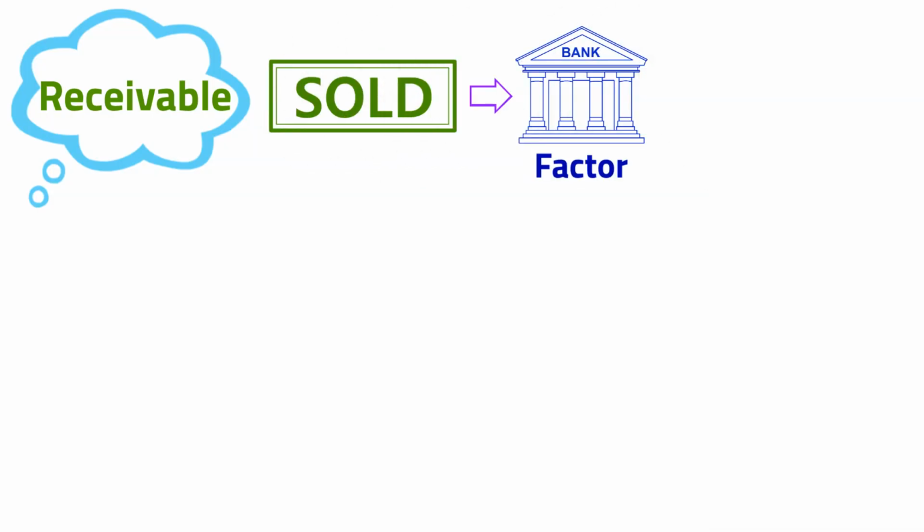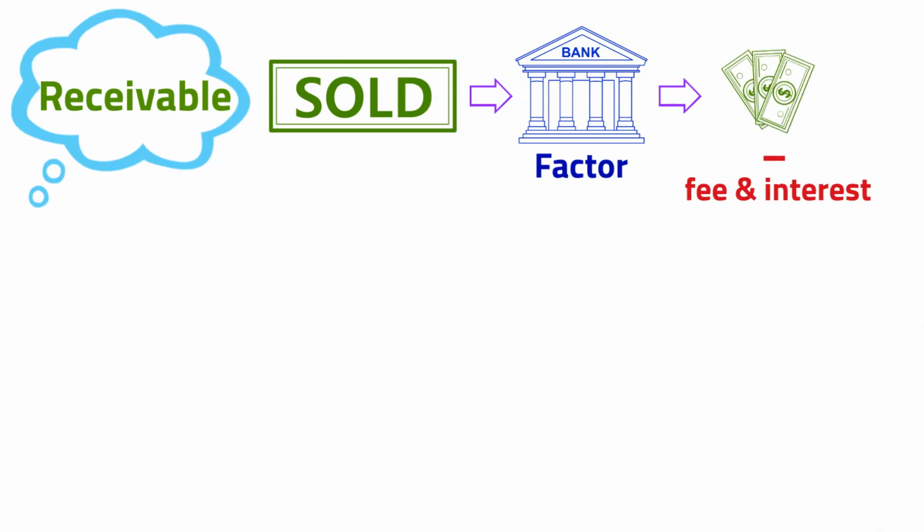So what is factoring? Factoring means you sell or pledge your accounts receivable to a finance company called a factor. In return, you get cash now minus a fee and often a holdback which the factor keeps as a reserve. The factor then collects cash from your customers.